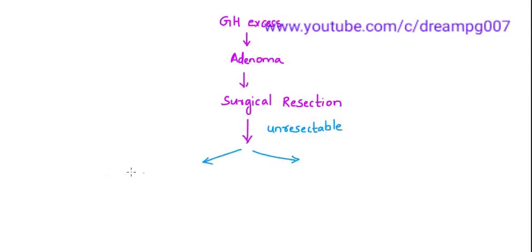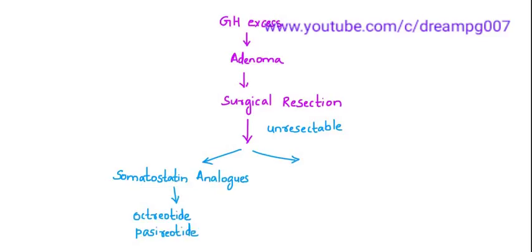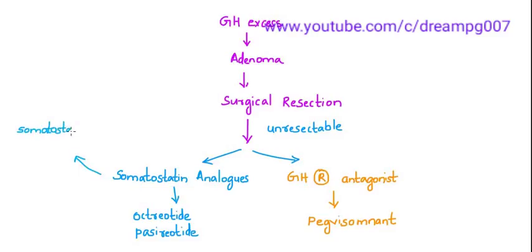So the growth hormone excess is due to adenoma in the anterior pituitary gland, and the definitive treatment for it is surgical resection. If the adenoma is unresectable, then we can treat it with somatostatin analogs like octreotide and pasireotide, or we can treat it with a growth hormone receptor antagonist like pegvisomant. Somatostatin is the other name for growth hormone inhibitory hormone.